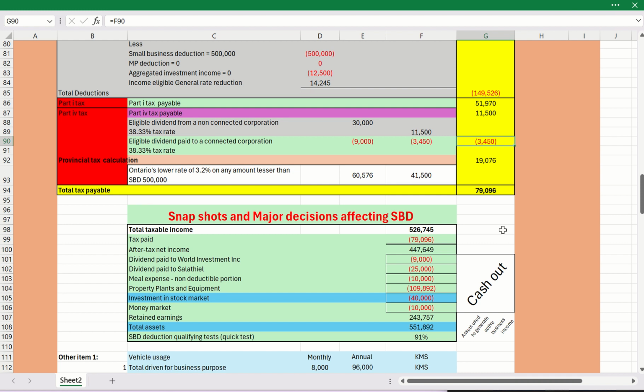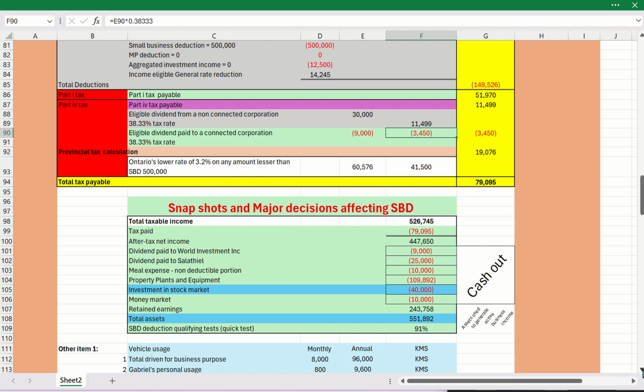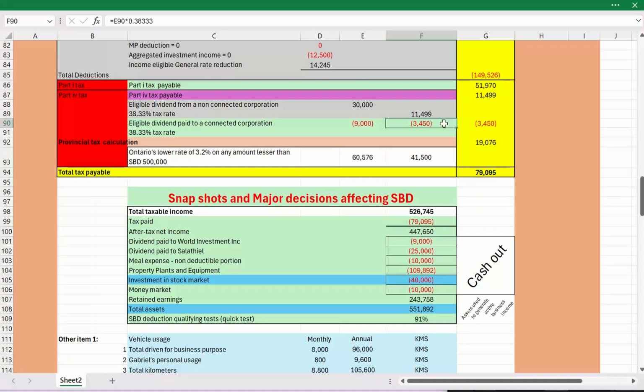So the total tax payable would be, I'm going to adjust this over here, that would be $79,095. This is merely a rounding off issue. The exact amount would be $11,500 in this cell over here.